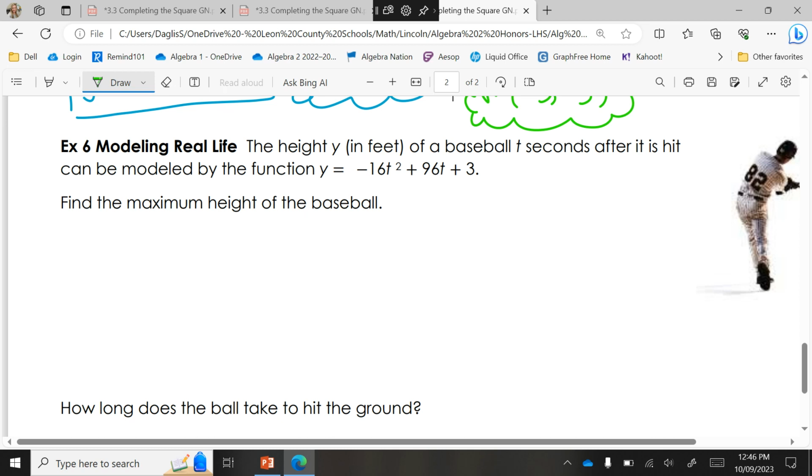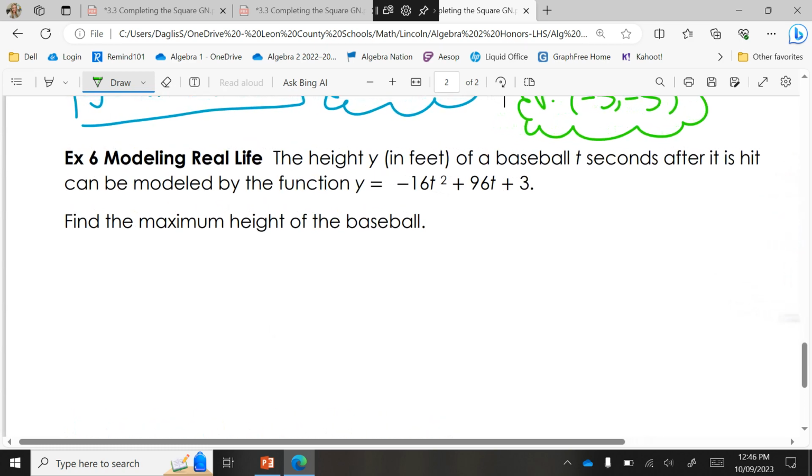The height in feet of a baseball, t seconds after it is hit, can be modeled by the function y equals negative 16t squared plus 96t plus 3. Okay. It wants us to find the maximum height of the baseball, and we're going to do it with vertex form. Okay. To get it in vertex form, we're going to use complete the square.